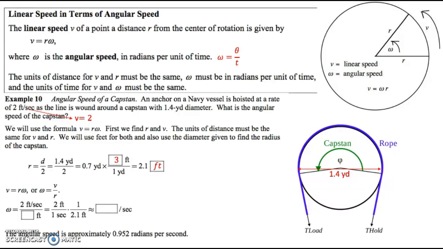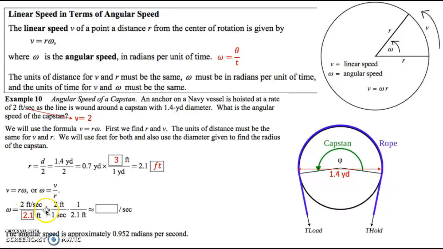Okay, so now that we know our radius and it's in feet, and we know the linear speed, which is in feet per second, we can now find the angular speed. So we start with our original formula and solve for angular speed since that's what we're actually looking for. We can divide both sides by r, so angular speed is equal to the linear speed divided by the radius. So angular speed is equal to 2 feet per second over our 2.1 feet.